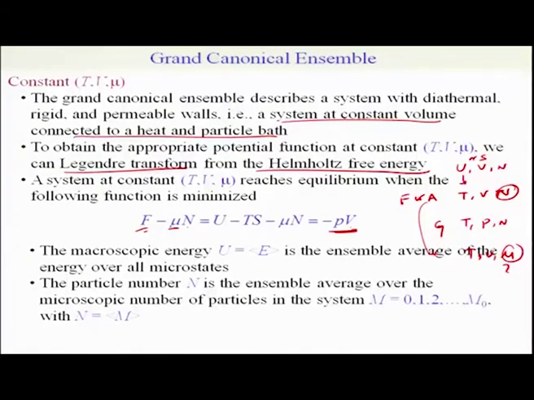Okay. So, we can try to minimize this by considering U as the average E, as we know the expression, and N is of course fluctuating all the time.